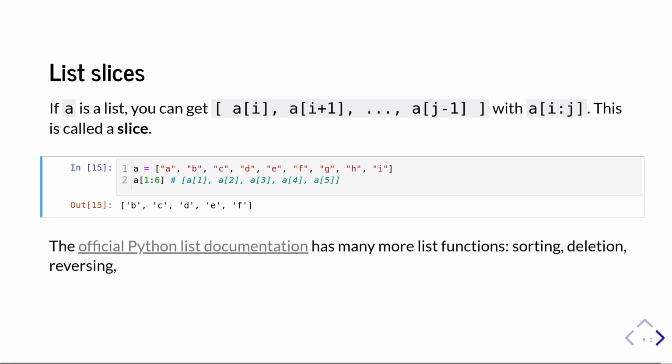Now, on the PDF version of these slides, or on the notebook version, which I'm going to put on Moodle, there is a link right here to the documentation for lists. And you will find many, many Python functions for working with lists. There are ways to sort a list into increasing order or decreasing order. You can delete elements. You can reverse it. There are many other things that Python will do with lists.